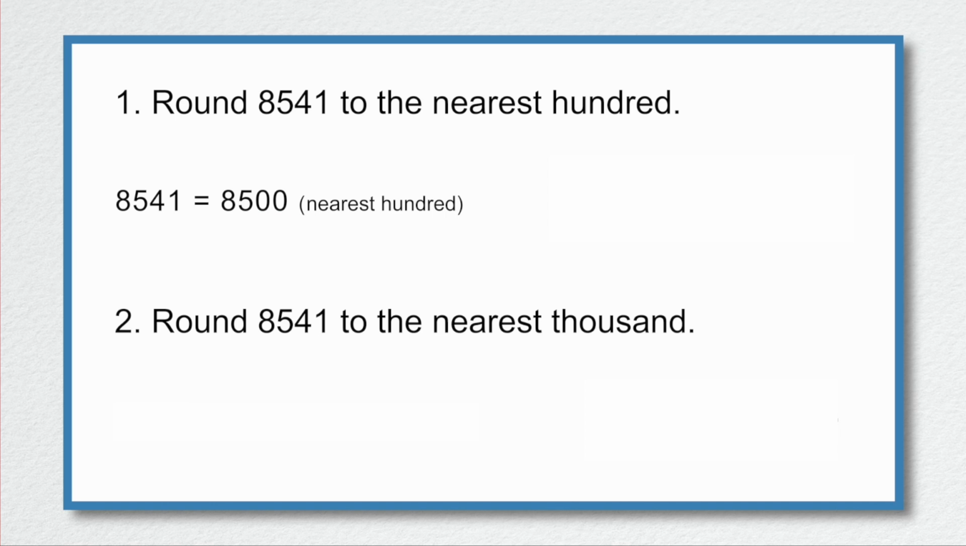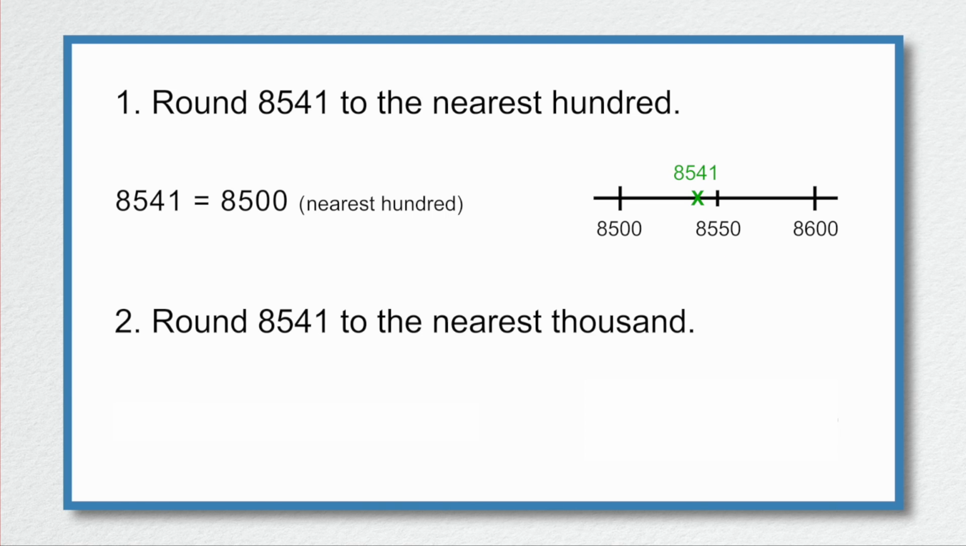And if we looked at this on a number line, this question is asking, do we round 8,541 down to 8,500, or do we round it up to 8,600? The midway point is 8,550, and we can see that 8,541, which is less than 8,550, is closer to 8,500. So we round down to 8,500.